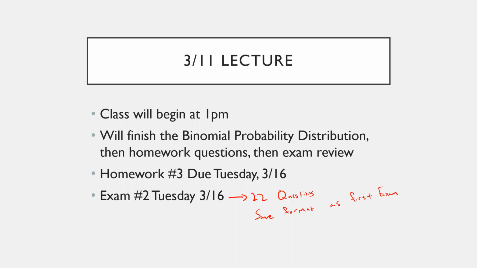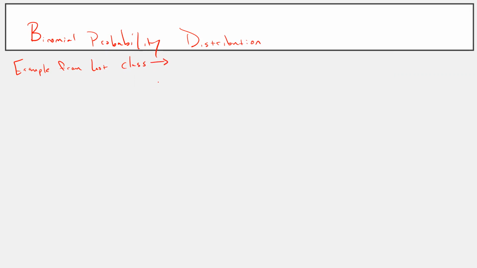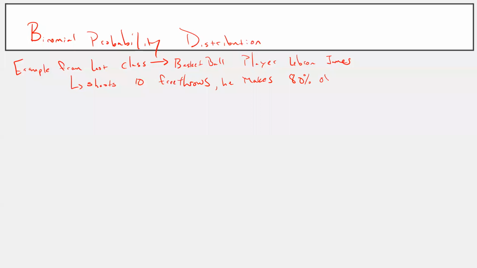All right, so today is the binomial probability distribution again. If you remember last class on Tuesday, I did one example of this. Does anybody remember the example I did? It was about a basketball player, right? LeBron. Yeah, thanks. LeBron James. The example was this: LeBron is going to shoot 10 free throws, and he makes 80% of his shots.